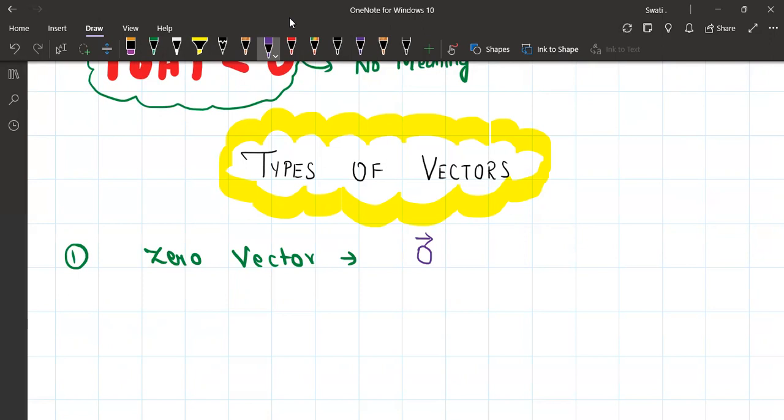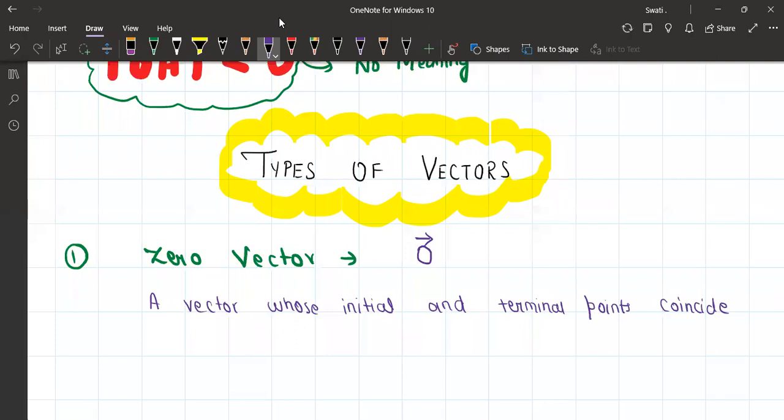What is the meaning of initial? Initial means the starting point and terminal means the ending point. I can write down the definition as well: a vector whose initial and terminal points coincide. You can also use the terms starting and ending. What is the meaning of coincide? That means it is on top of each other. So a vector whose initial and terminal points coincide is called a zero vector.